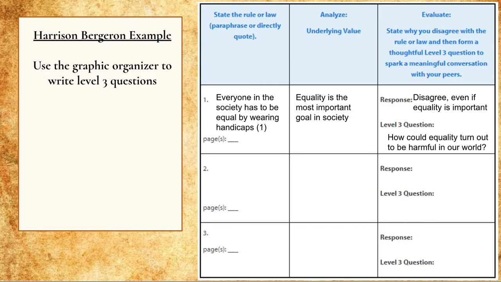All right, last is your evaluation of that. You have to state why you disagree with the rule or law, assuming you do, and then form a thoughtful level 3 question to spark a meaningful conversation with your peers. So this is to get us ready for a discussion we're going to have next week. And our response to this law is that we disagree with it, even if equality is important to us. And we don't have a lot of space here, so I'll expand on this verbally.